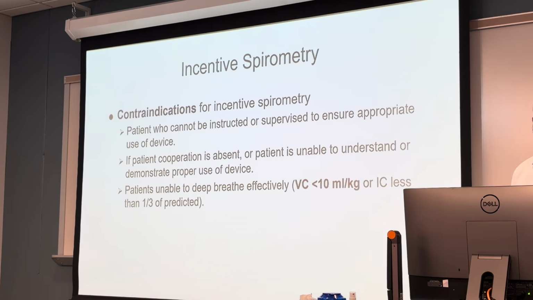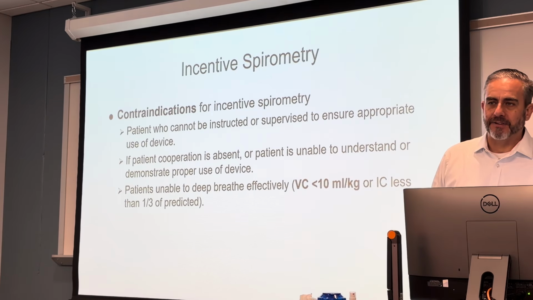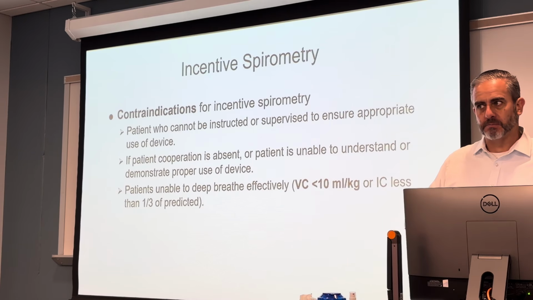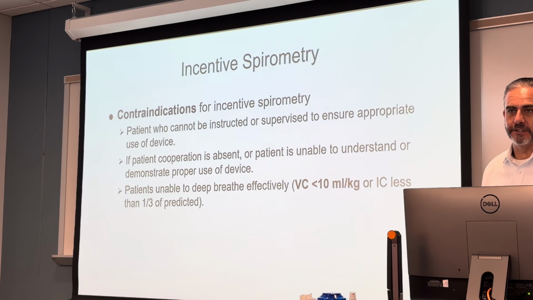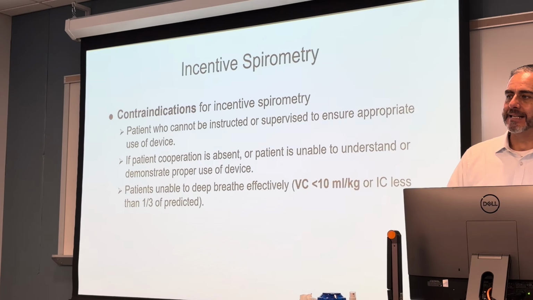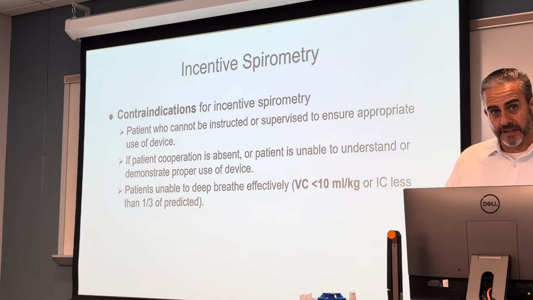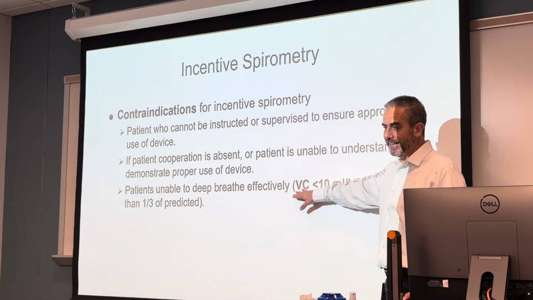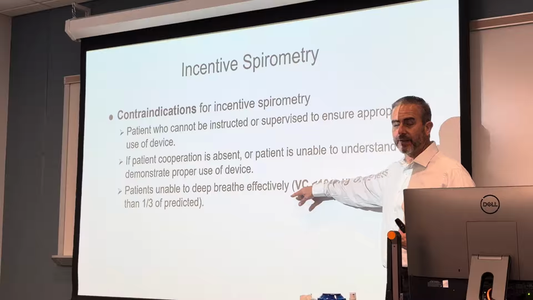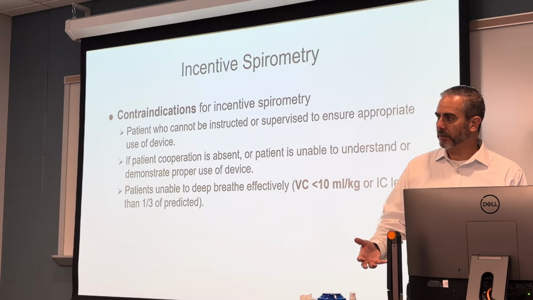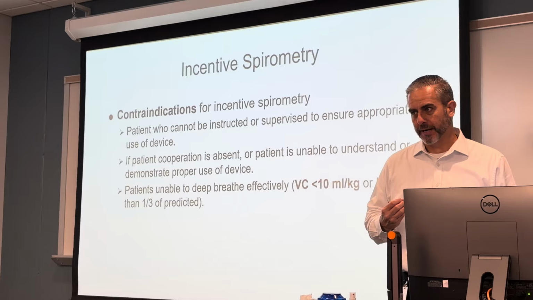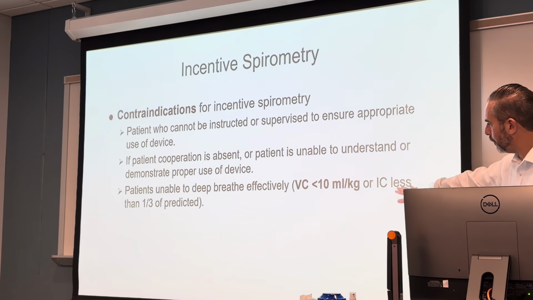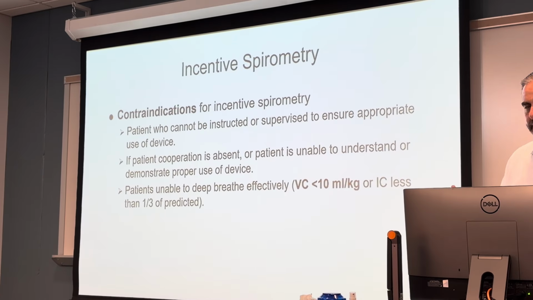Or this last bullet point: if patients are unable to deep breathe effectively, it does require the patient to have some sort of effort for this to be beneficial. And so remember this number: if their vital capacity is less than 10 mLs per kilogram, this therapy, incentive spirometry, is probably not going to be beneficial, because this means the patient really can't take any deep breaths. And for this device to work, they have to be able to take deep enough breaths. Or an inspiratory capacity of less than a third of predicted, and that's fine too.